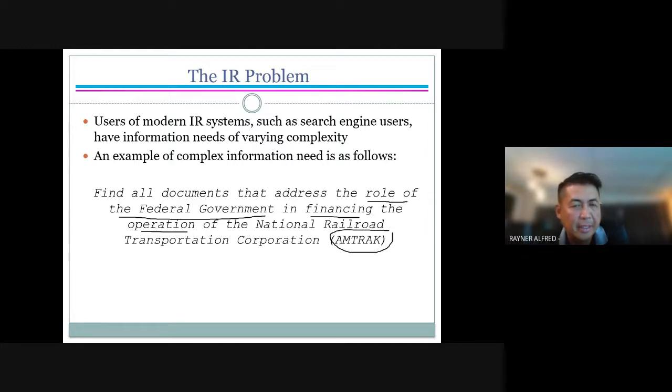So just imagine that if you type this command in a system, the system will give you the answer based on the documents stored on the internet. So for us, it is easier to pinpoint what is the main content of this statement: the role of the federal government in financing this operation.